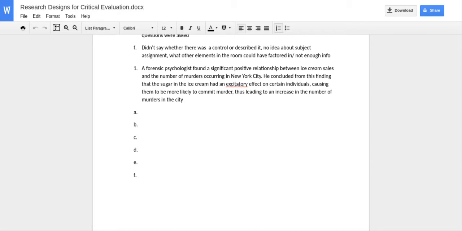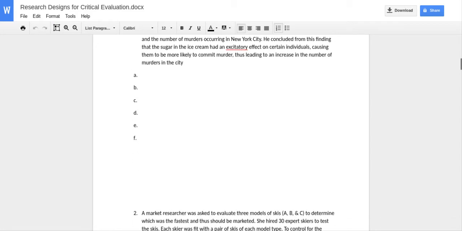Now, this is not Tide Pods. This is ice cream. So let me know if you choose this one, what type of design, what are the predictor and criterion or IV and DV and levels, what's the conclusion here, is it a good conclusion, and what kind of flaws do we find in this study?